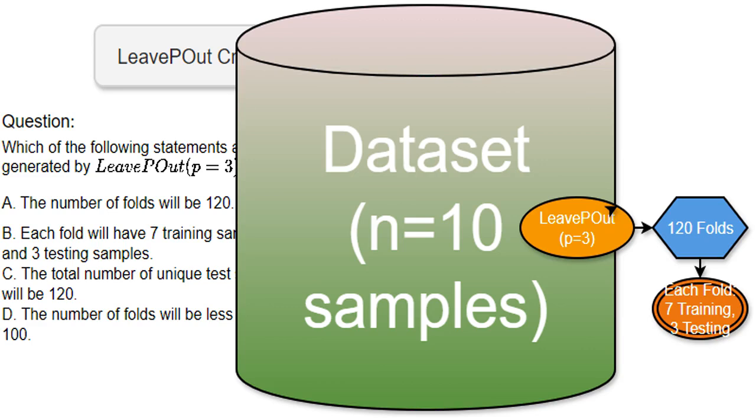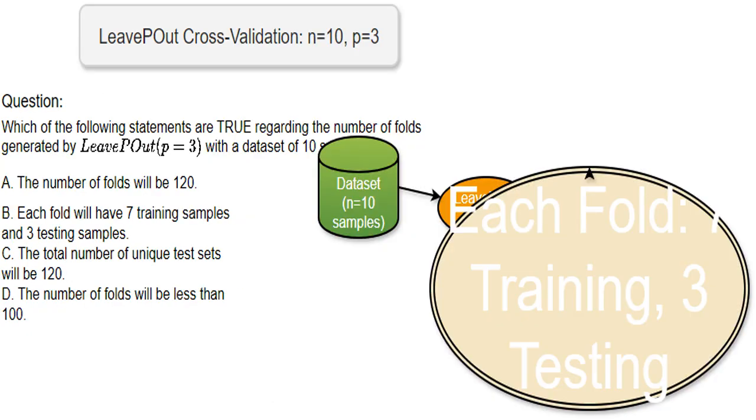This is calculated using the formula 10 choose 3, which is read as 10 factorial divided by 3 factorial times 7 factorial. This formula is basically figuring out all the ways to choose 3 samples out of 10. In every fold, I use 7 data samples to train my model and the remaining 3 for testing.